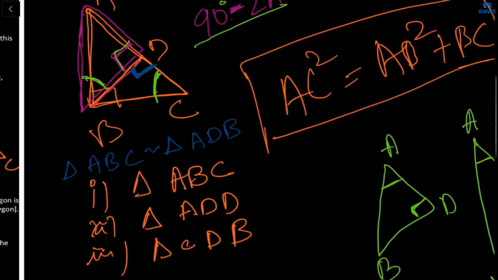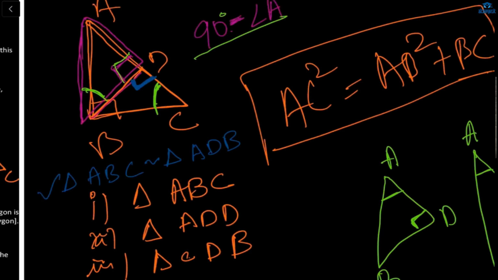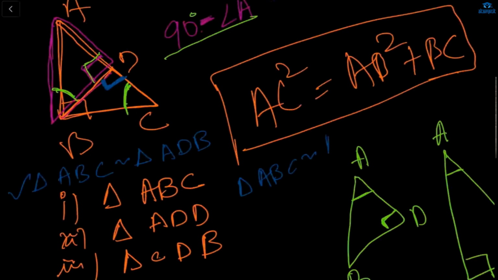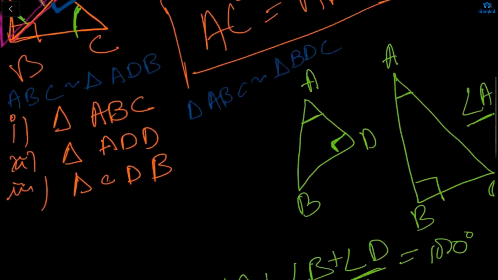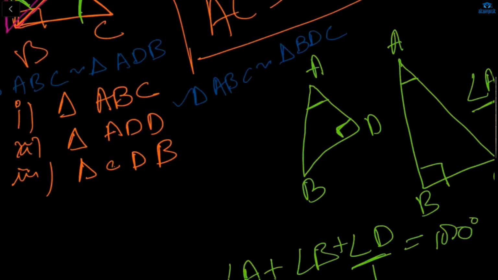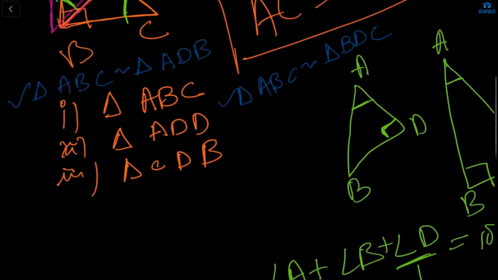We have proved it. And similarly, we have proved that triangle ABC is similar to triangle BDC. Since both the triangles are similar to ABC, therefore triangle ADB will be similar to triangle BDC.